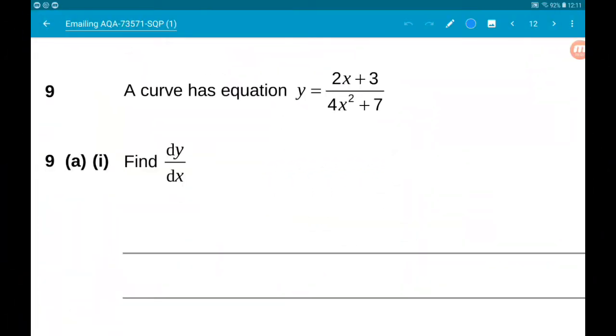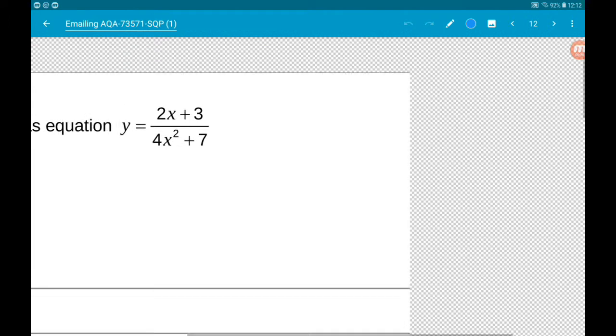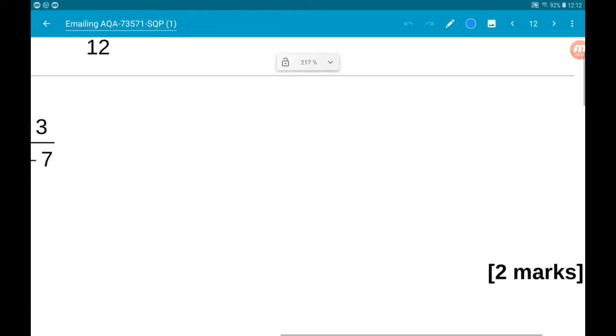Question 9a, we got some nice differentiation. So a curve has equation y equals (2x + 3) over (4x squared + 7). And we want to find dy by dx. Thank you, Mr. Postman. So for this, we're going to be using the quotient rule. So another one that we need to remember, let's just go over here.